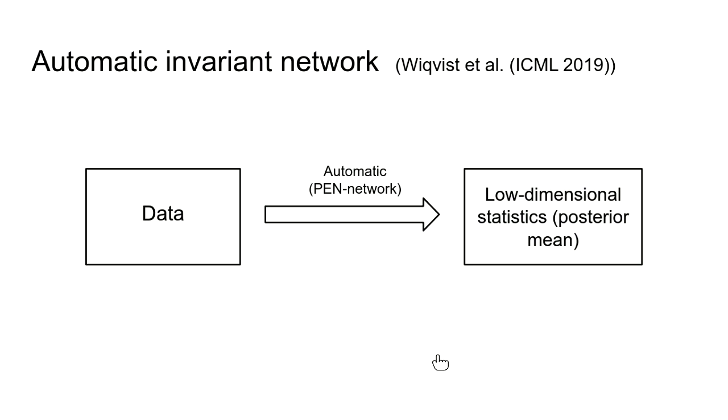And this idea is also what we use in our paper. So again, we take our data and we want to directly target the low-dimensional statistics. However, we will use a partial exchangeable network that allows us to leverage the symmetries in the data when we try to learn these low-dimensional statistics. And Pierre will discuss this more later on.